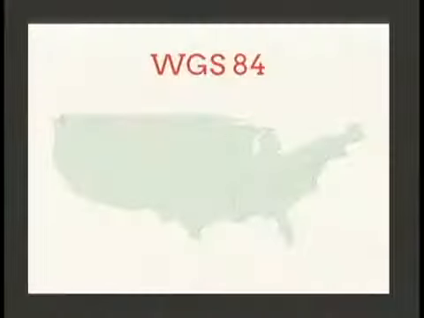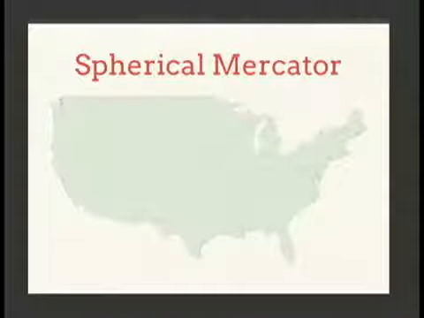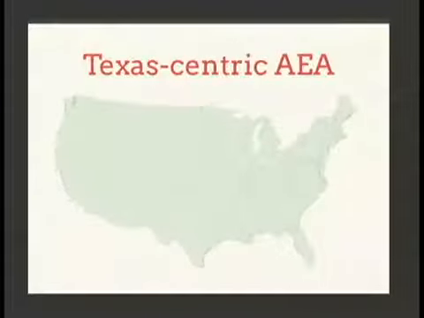So this is what a map might look like in WGS84, the fake projection. You can see the US is kind of squat. This is what it would look like maybe in Google Maps under the spherical Mercator. And then here's the Albers equal area map. Again, here's the shield shape of the US.